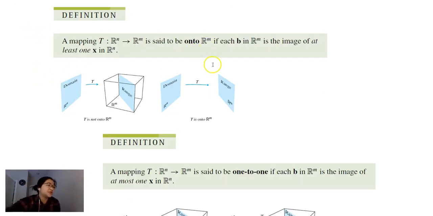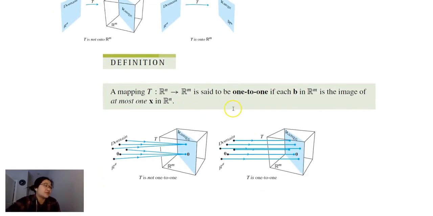Alright, so we have onto and one-to-one. A mapping T is going to be onto if each b in Rm, so in the codomain, is the image of at least one x in Rn, or in our range. And a mapping is one-to-one if each b in Rm, so in what we're mapping to, is the image of at most one x in Rn, so there are no repeating inputs in Rn that are mapping to the same thing in Rm.